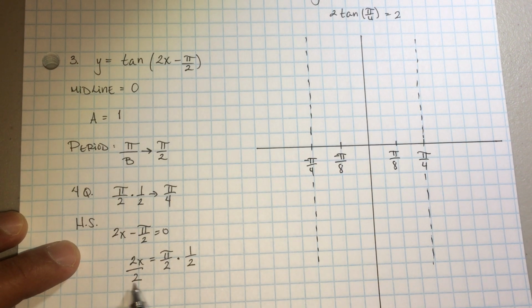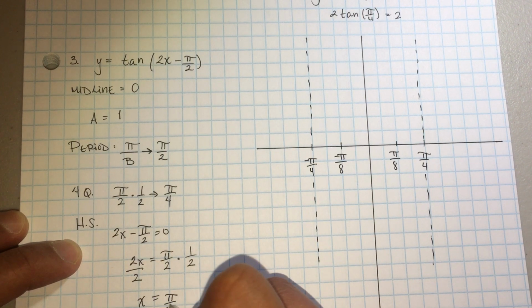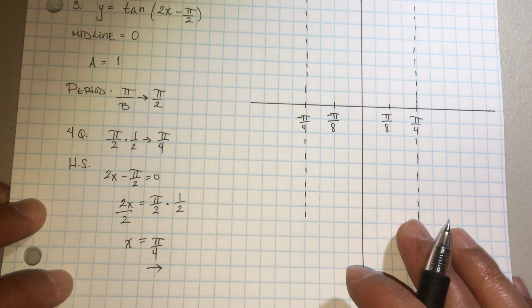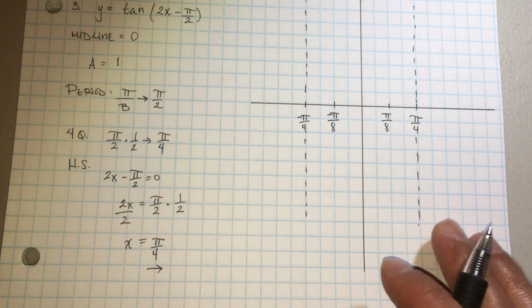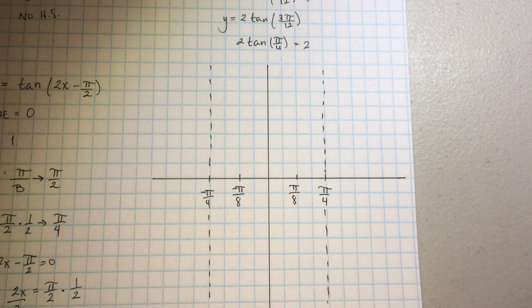So dividing by 2 is the same thing as multiplying by 1/2. X is equal to pi over 4. Cool. That means we're going to move it pi over 4 units to the right. Nice. So let's go ahead and start graphing.